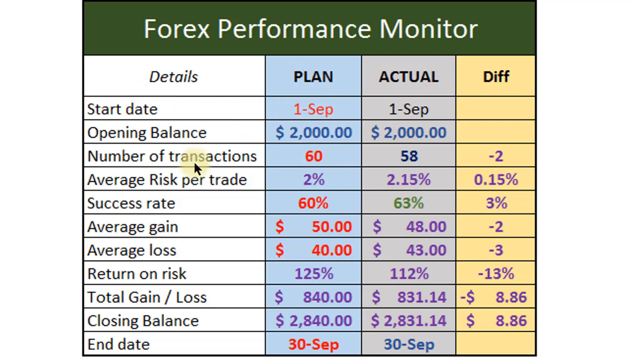So I would say I'm going to do 60 trades this month. I'm going to risk 2% of my account on every trade. I'm going to target a 60% success rate, and I'm going to try and get an average gain of, say, $50 for a winner and $40 for a loser. That will make my risk return ratio 125%. So I'm making 125% profit on what I'm risking. If I achieve those targets, I will gain $840 on my $2,000, and I will have increased my trading account by that much at the end of the period. So that was my plan.